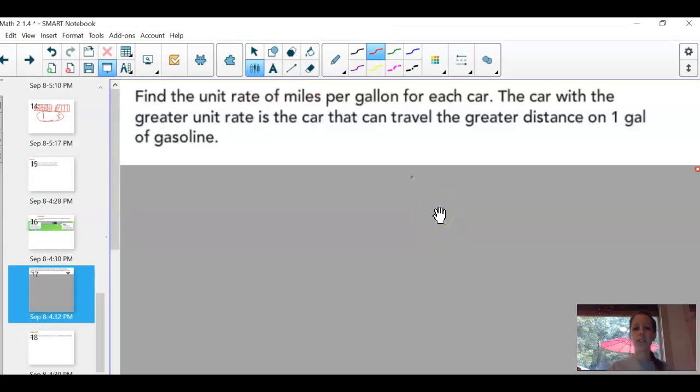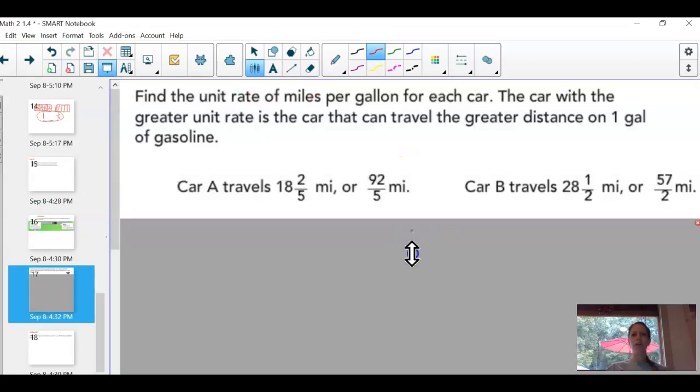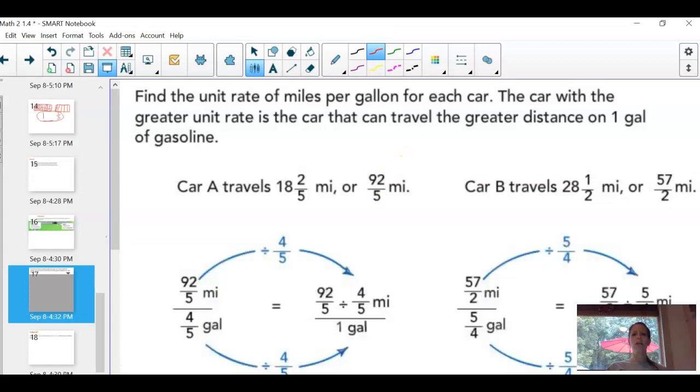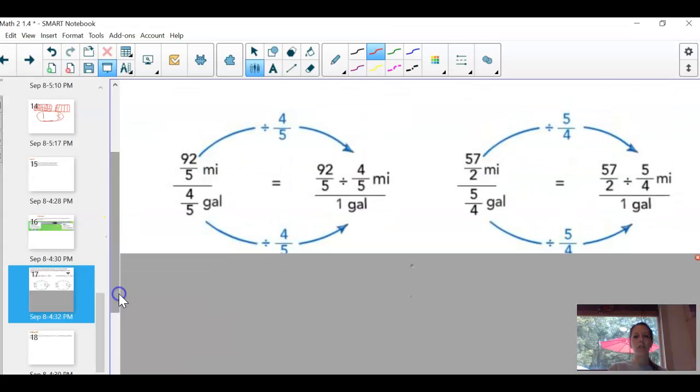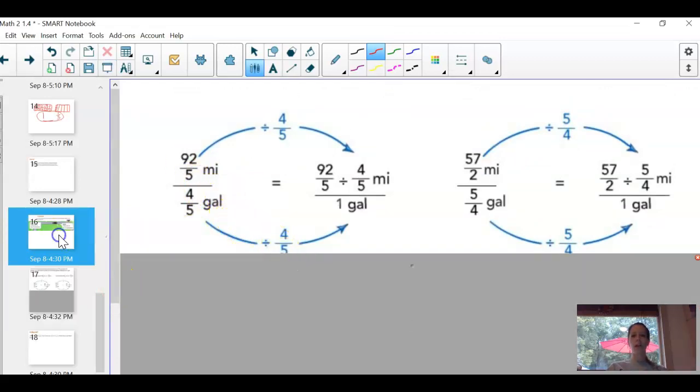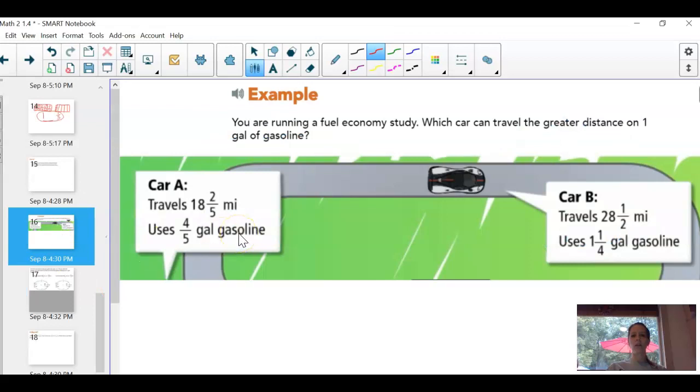All right, so now that you're on pause, the first thing I need to do is find the unit rate of miles per gallon, okay? So you should have written it like this, right? Now all of a sudden you're going to be like, woo, those are some big numbers. Okay, so I've got this right here. So I've got 92/5 miles per 4/5 of a gallon, okay? So notice that's just coming from here. And you're like, where did you get that weird number?